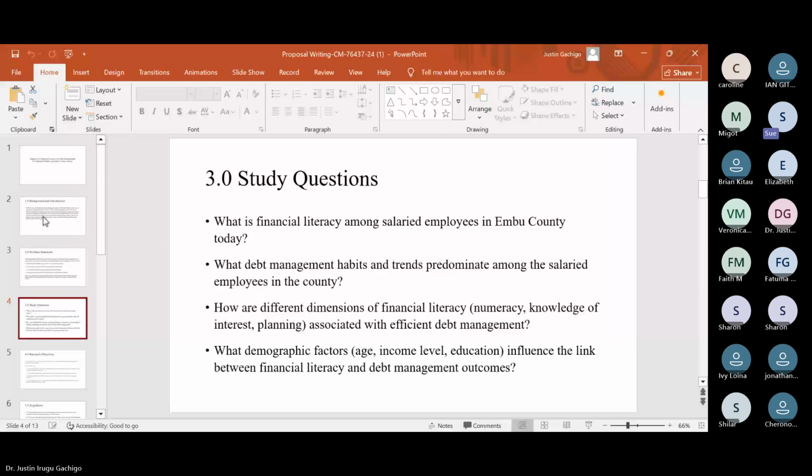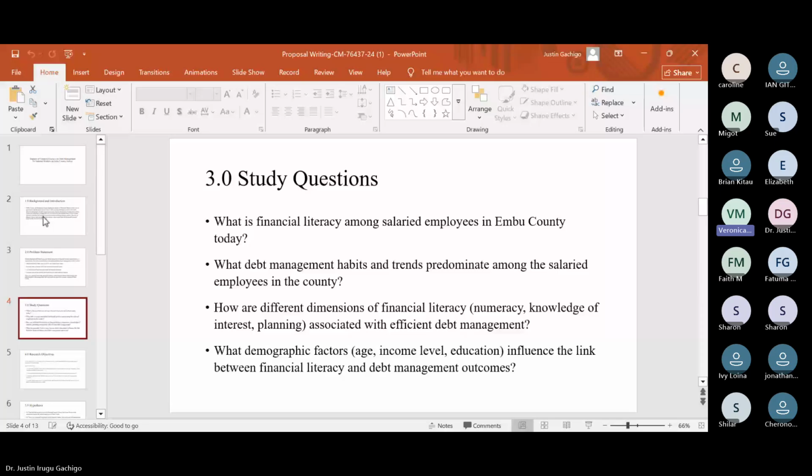For the study questions, I came up with 4 study questions. One of them is: what is the financial literacy among salaried employees in Embu County? What debt management habits and trends predominate among the salaried employees in the county? How are different dimensions of financial literacy associated with efficient debt management? And the last one: what demographic factors, that is age, income levels, and education, would influence or be a link between financial literacy and debt management outcomes?